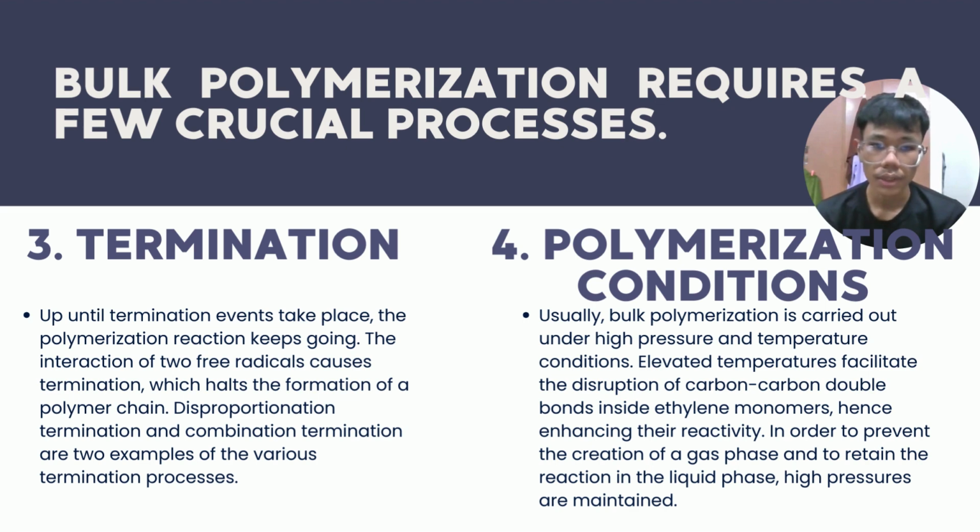Number four is polymerization conditions. Usually, bulk polymerization is carried out under high pressure and temperature conditions. Elevated temperatures facilitate the disruption of the carbon-carbon double bond inside ethylene monomers, hence enhancing their reactivity. In order to prevent the creation of a gas phase and to retain the reaction in liquid phase, high pressures are maintained.